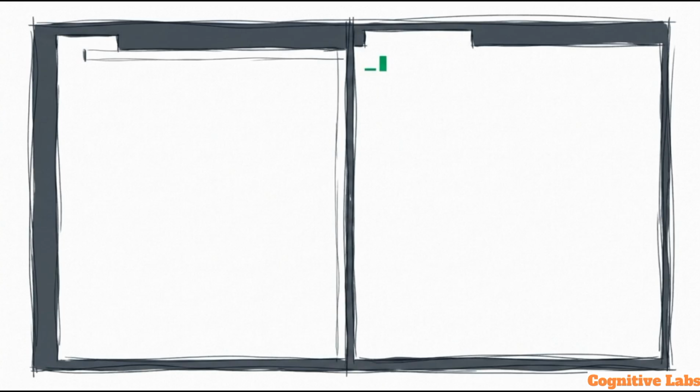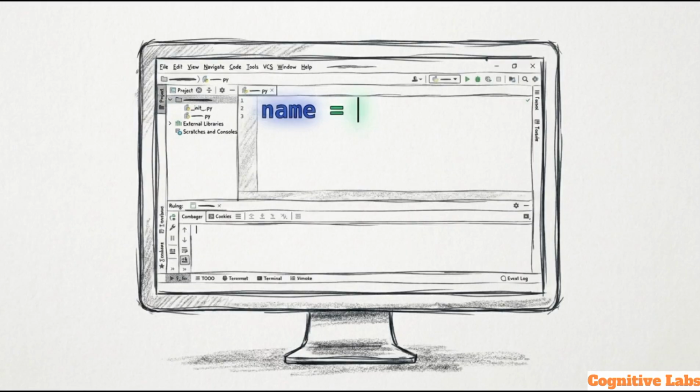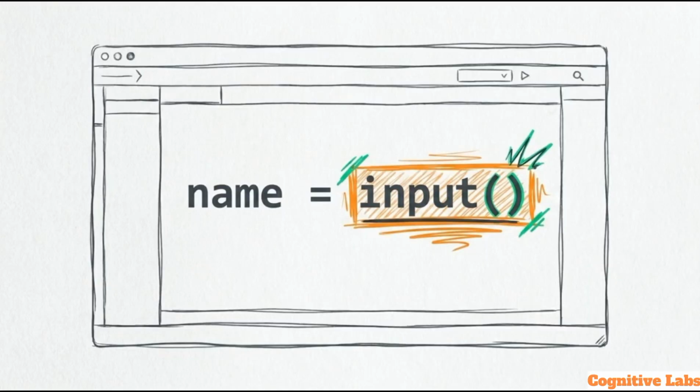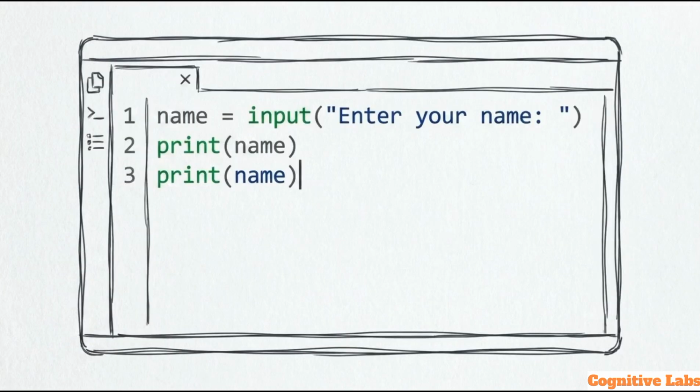Open your Python editor and set up a split-screen view so you can see your code on one side and your terminal on the other. Take a look at this code structure. We define the variable name, but instead of assigning a static string, we assign the input function, followed by the specific question we want to ask. Enter your name. We follow that with a simple print name command.